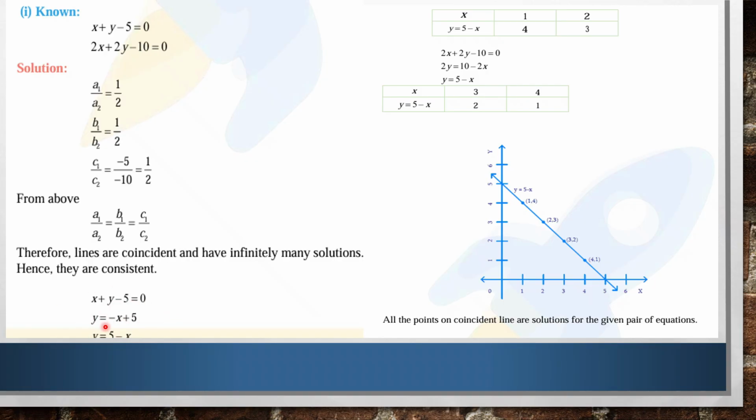I can write y is equal to minus x plus 5, or y is equal to 5 minus x. If I substitute the value of 1 here, then you will get 4. If I substitute 2, you will get 3. And if I take 3, 5 minus 3 is 2. If I take 4, 5 minus 4 is 1. Then draw the graph. So 1, 4 is here. Then 2, 3 is here. Again, 3, 2 and 4, 1 will give the straight line. All the points on the coincident lines are a solution for this given pair of equations. So this is regarding the first problem of the fourth main.